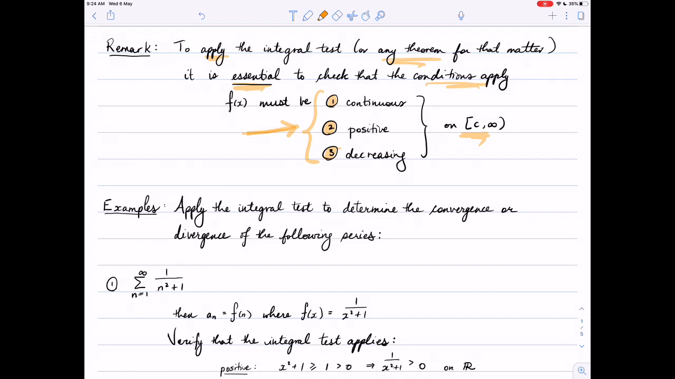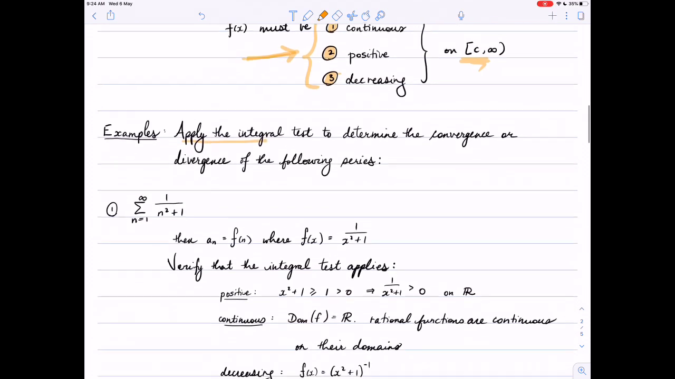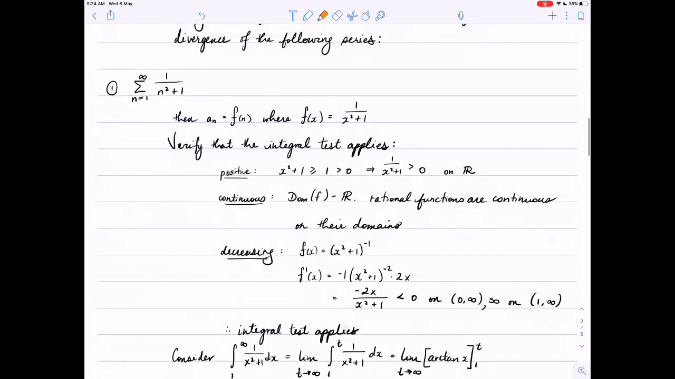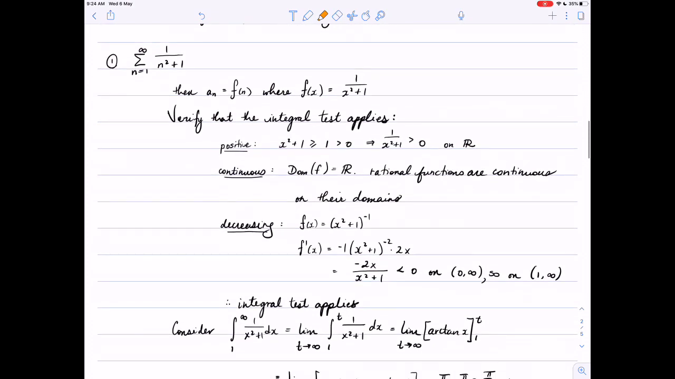So let's go ahead and do the following exercises. We're going to apply the integral test to determine convergence or divergence of the following series. And that means we're going to check the conditions. So let's look at this guy. The series, the sum from n equals 1 to infinity of 1 over n squared plus 1. And incidentally, the integral test would not be my first choice.